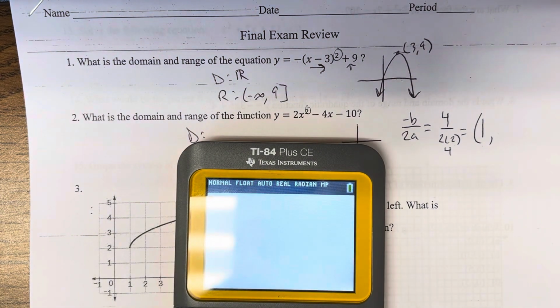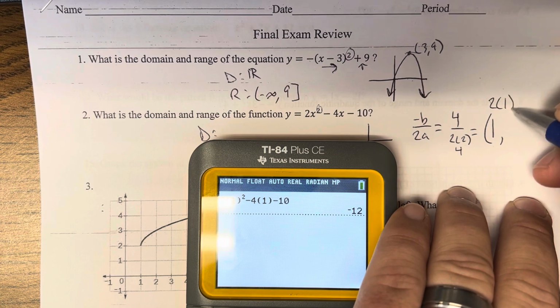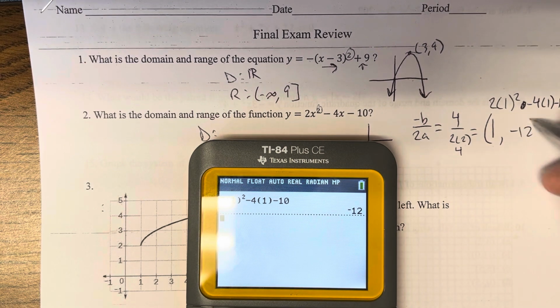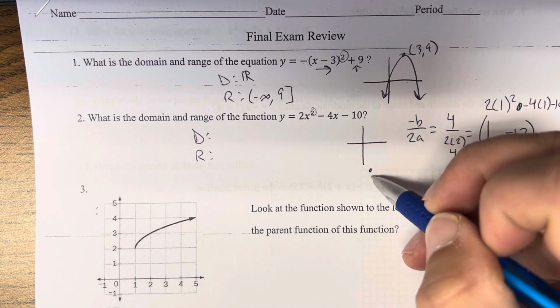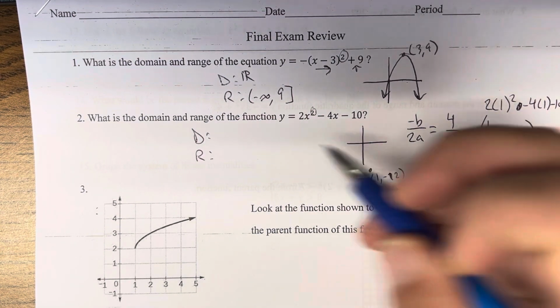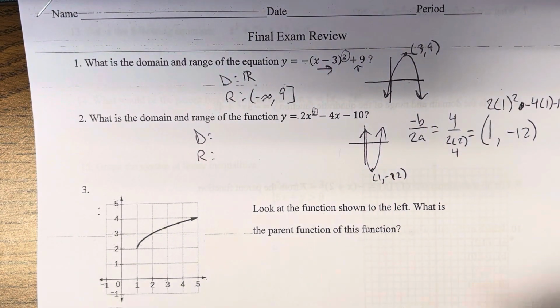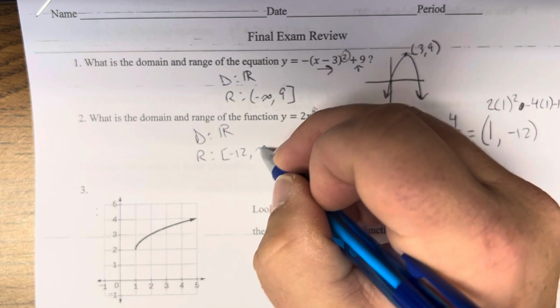I'll just use my calculator for it. We'll have 2 times 1 squared minus 4 times 1 minus 10, and it gets negative 12. I've just plugged in the 1: 2 times 1 squared minus 4 times 1 minus 10 to get the negative 12. So we're going to start at 1, negative 12 down here. Because it's positive, it's going to be an upward shaped U. My domain, again, is all real numbers. My range, the bottom is negative 12, all the way up to the top, which is infinity.